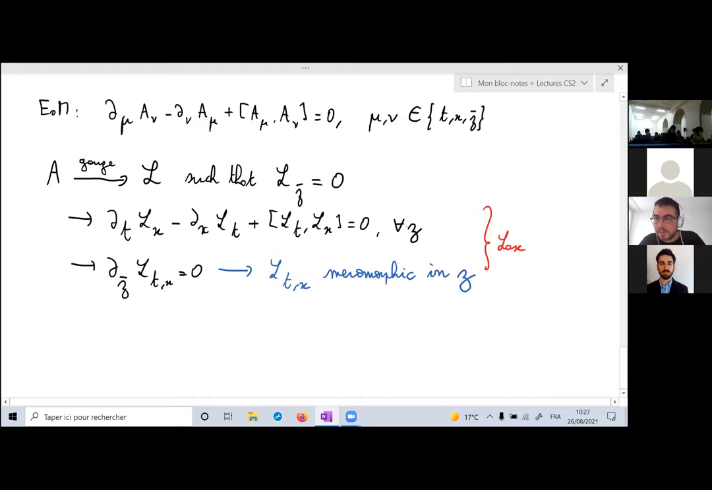Maybe I have a question. Can you hear me? Yeah, I can. So in the axial gauge, is there a residual gauge symmetry acting? And do we have to worry about that, or is this fine?